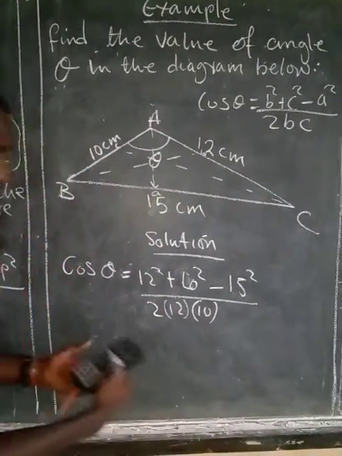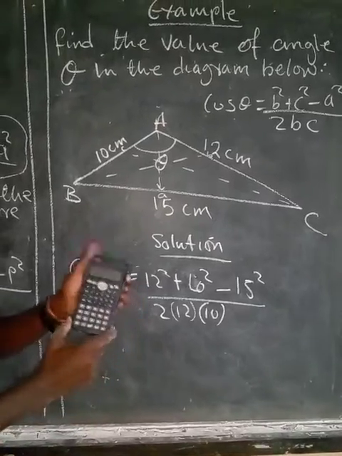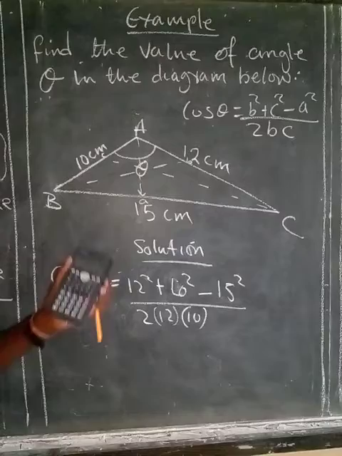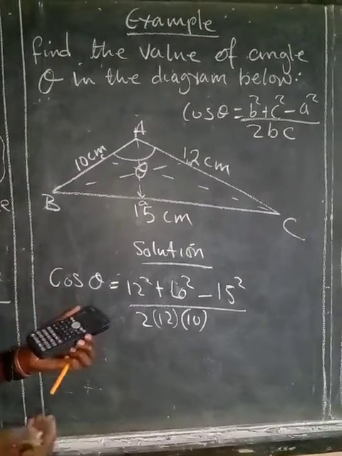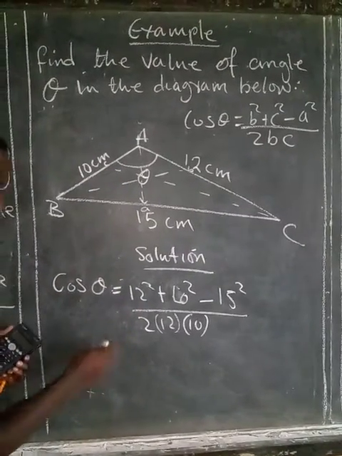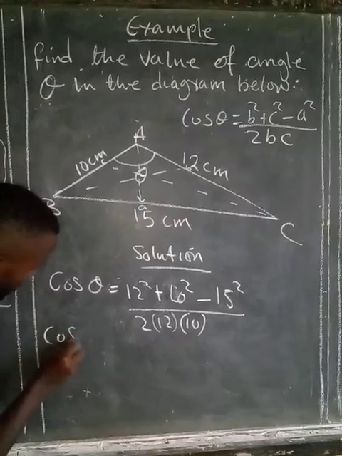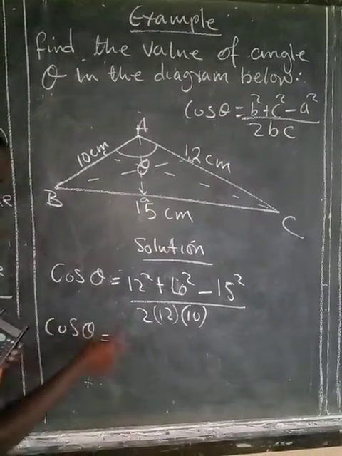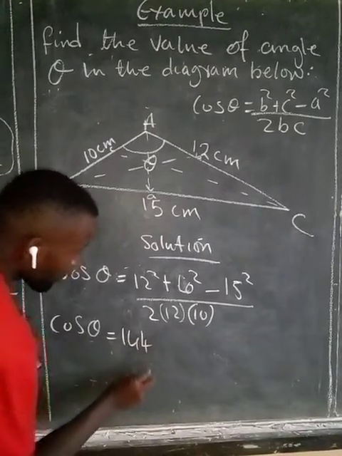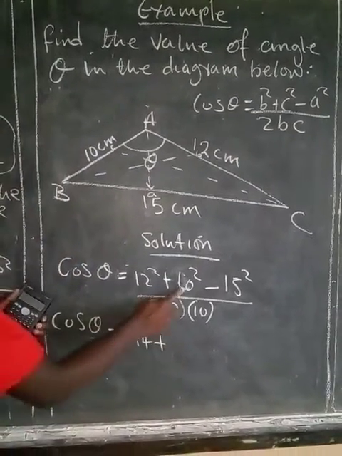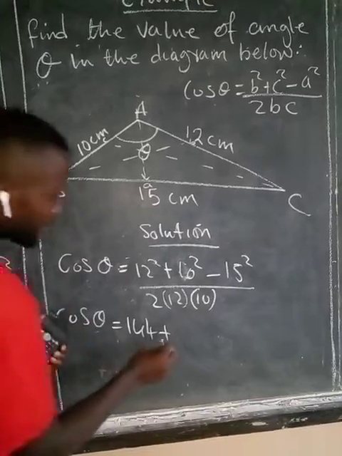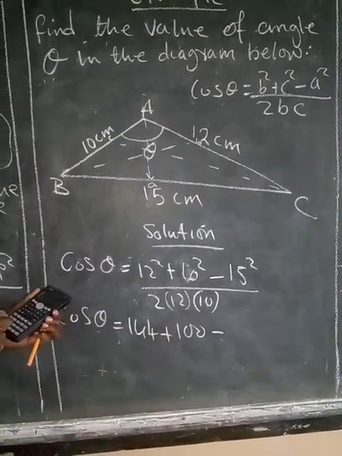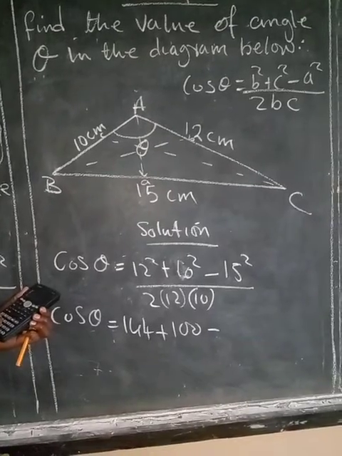So now all you need is to have your calculator, your Casio or Sharp. These are the two calculators that I recommend for you to use in your grade 12 exam. So you are saying cos theta is equal to, what is 12 squared? You use your calculator, which is 144, plus what is 10 squared? Which is 100, minus 15 squared.